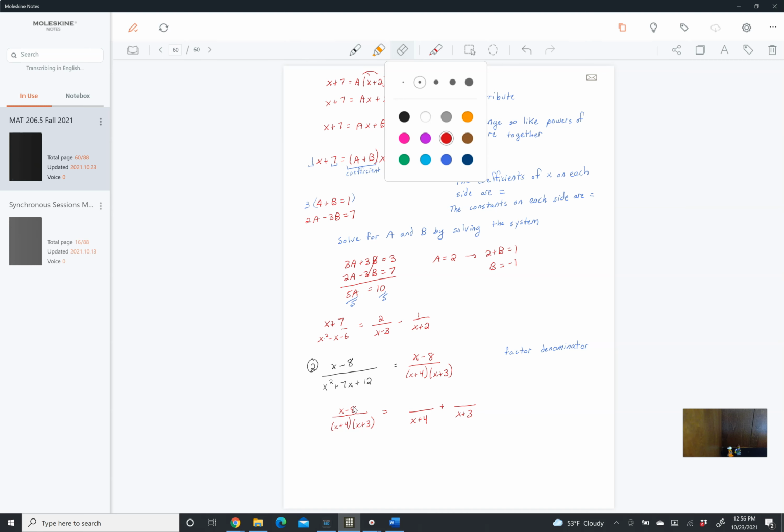So we're breaking it up into two fractions. X plus 4 is linear, so it gets an A. X plus 3 is linear, so it gets a B. So separate the fractions. And then multiply everything by the denominator on the left.